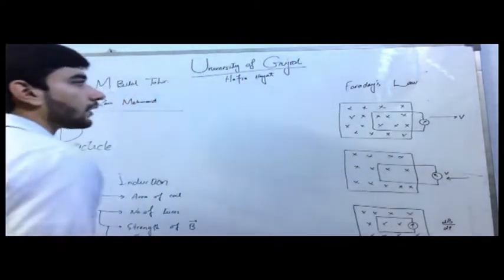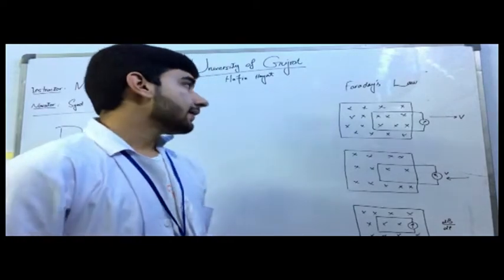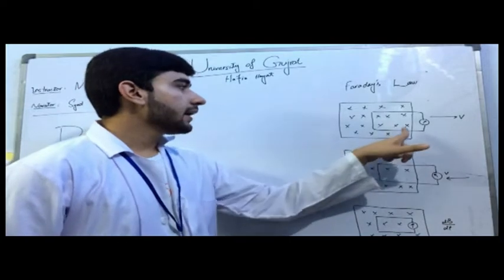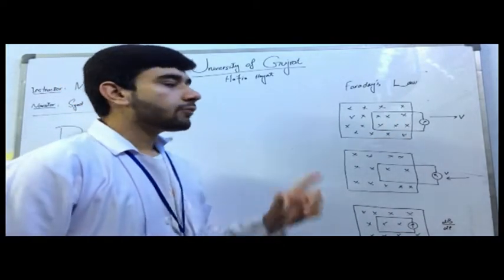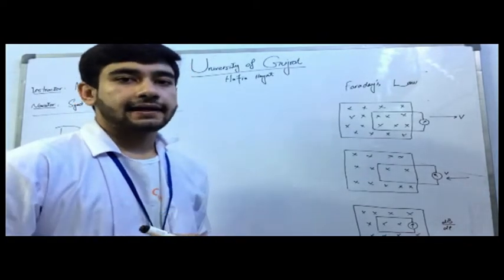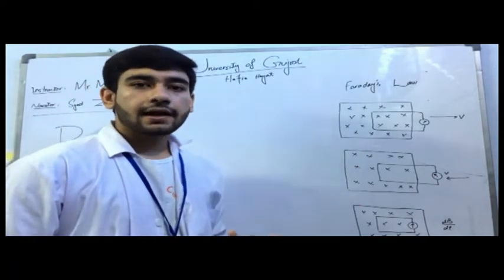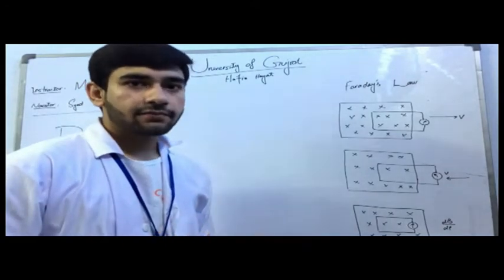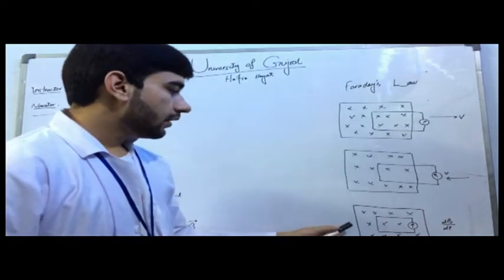First of all, the phenomenon of induction was first observed by Faraday, and he did 3 experiments. In one, he took a coil and placed it in a magnetic field. He moved the coil towards the right and observed current produced in one direction. Secondly, he did the same. He took a coil, placed it in the magnetic field and moved it in the opposite direction, and he observed that current again flows but in the opposite direction.